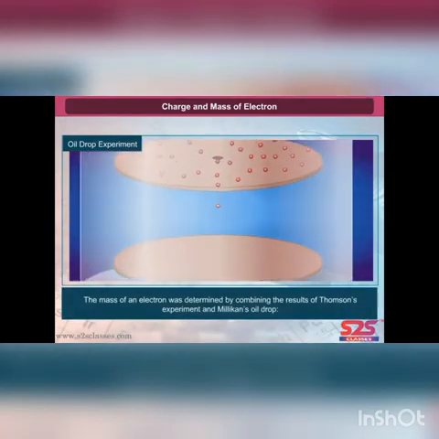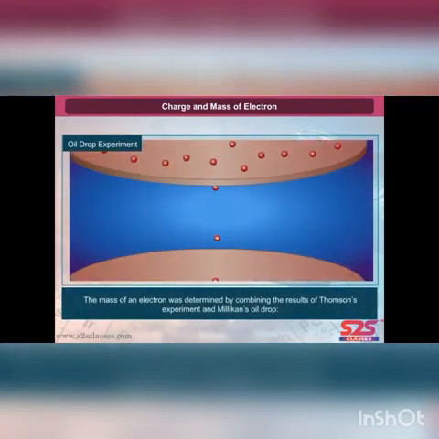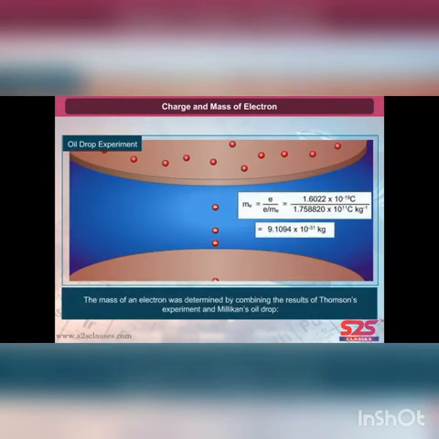The mass of an electron was determined by combining the results of Thomson's experiment and Millikan's oil drop experiment, and the value is 9.1094 times 10 raised to the power minus 31 kilograms.